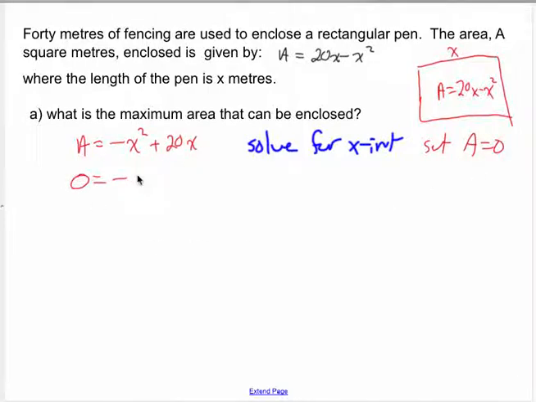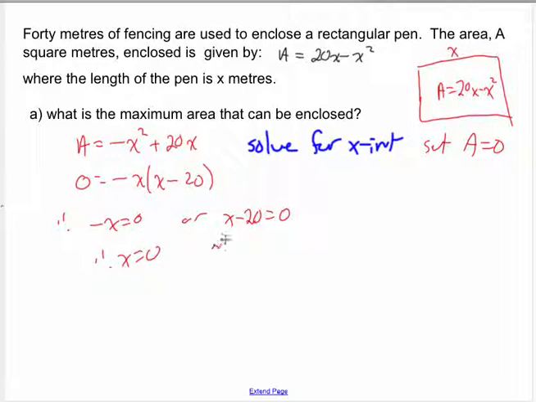Therefore, 0 is equal to, okay, now I will factor my common factor of negative x, and I'm left with x minus 20. Therefore, either negative x is equal to 0 or x minus 20 is equal to 0. I made an error there, this should be x minus 20, not plus 20. So therefore, x is equal to 0 or x is equal to 20.